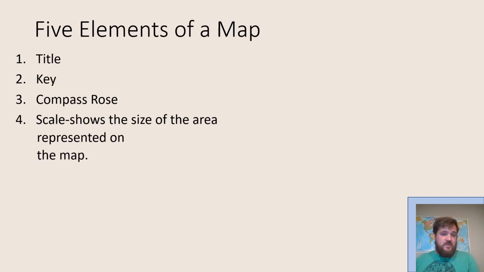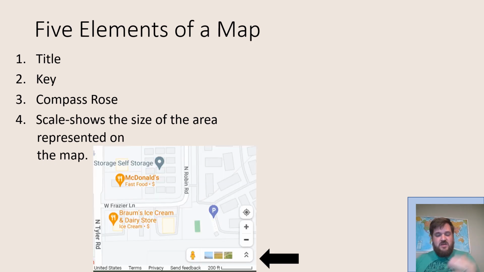Fourth element, the scale. This shows the size of the area represented on the map. Obviously, we can't show a map in its true or a place in its full size. So we have to have a scale that brings it down to a size that makes sense. So for example, this right here, you've got a scale that is 200 feet represented by an inch. So 1 inch is going to be 200 feet on the map.